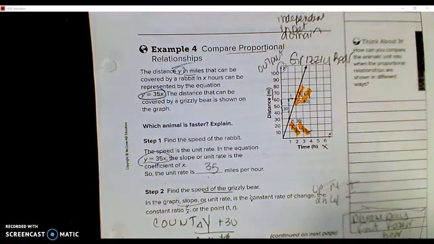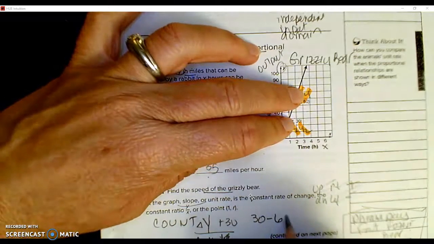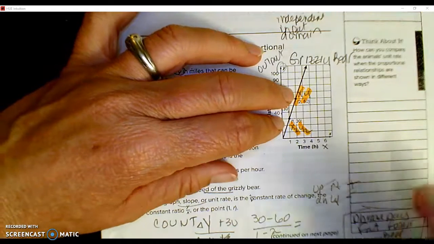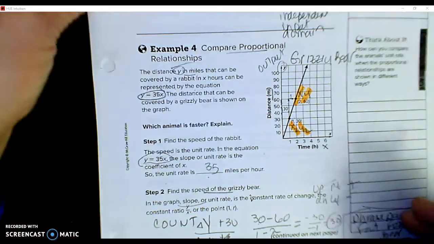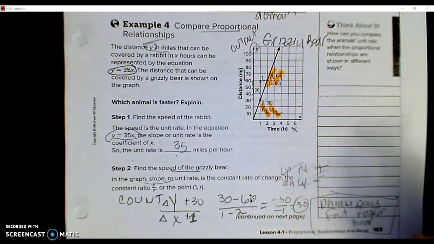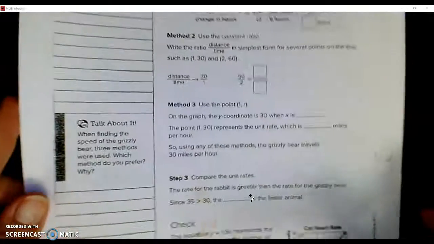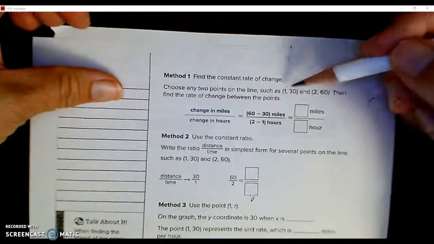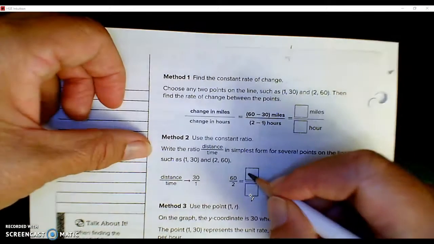So if I'm looking at this, I have to find my change in y. So I'm going to go 30 minus 60 over the change in x, 1 minus 2. So change in y over change in x. That gives me negative 30 over negative 1, or positive 30. So that would be another way of finding the slope. Let's see how it's detailed over here. Same exact way. They just changed it a little bit. They put this other one first. Same answer. You're still going to get the same answer as 60 divided by 2, which is 30 over 1.